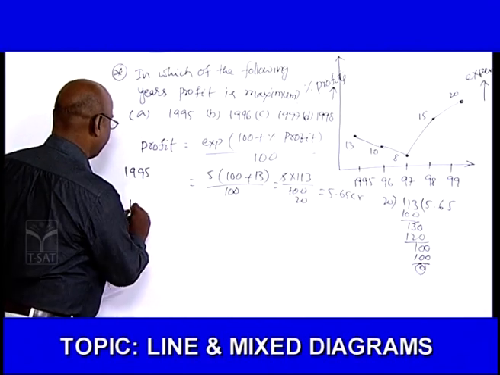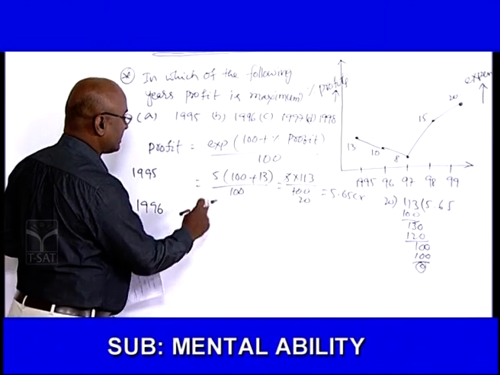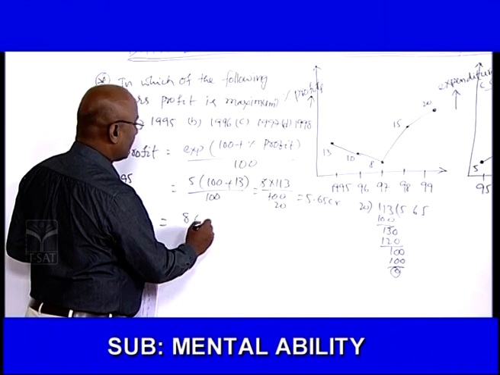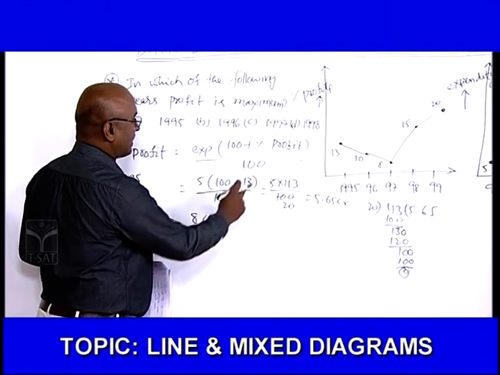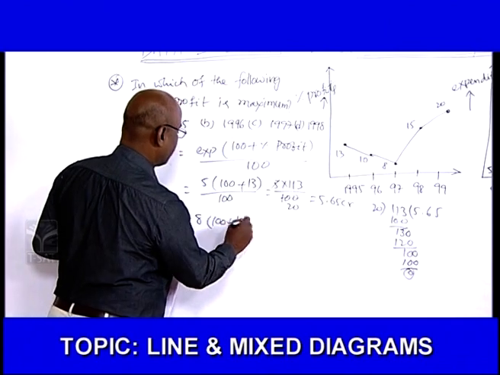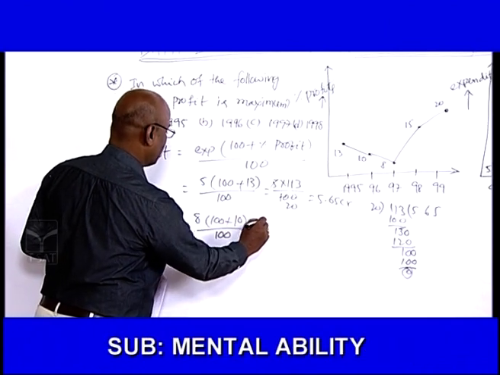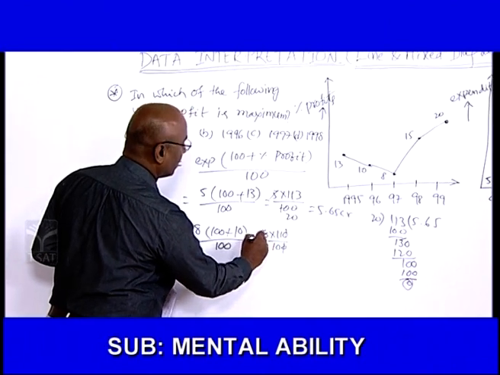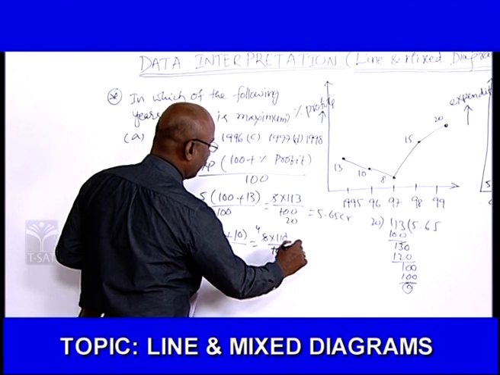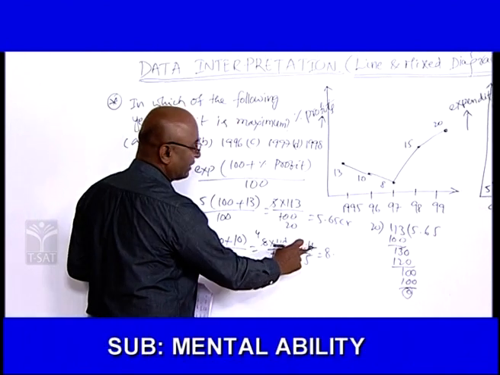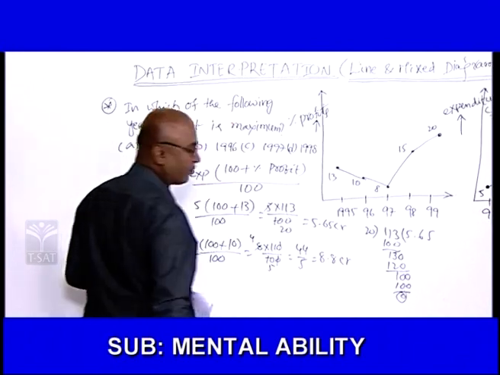And in the year 1996, profit is equal to expenditure in the year 96, which is 8 crores, into 100 plus percent profit in the year 1996, which is 10%, by 100. That is equal to 8 into 110 by 100, that is equal to 44 by 5, that is equal to 8.8 CR.